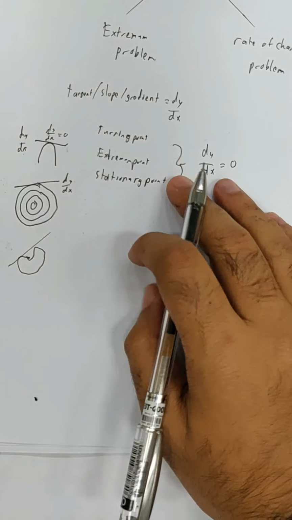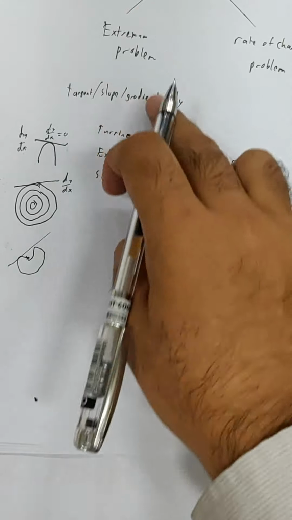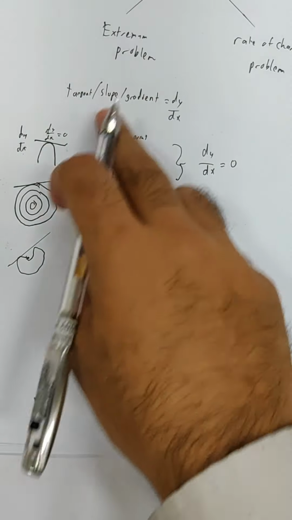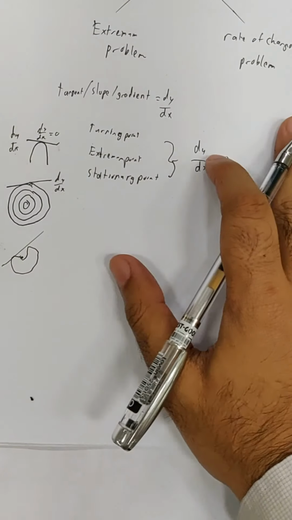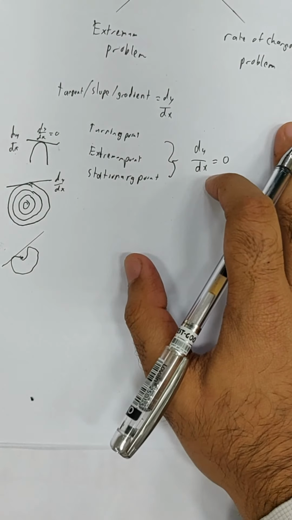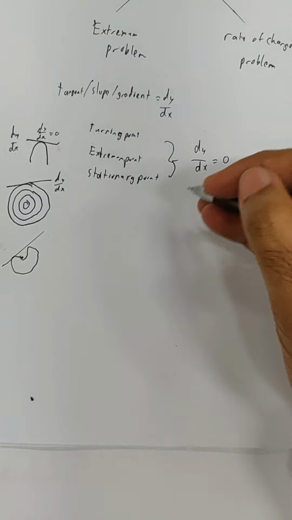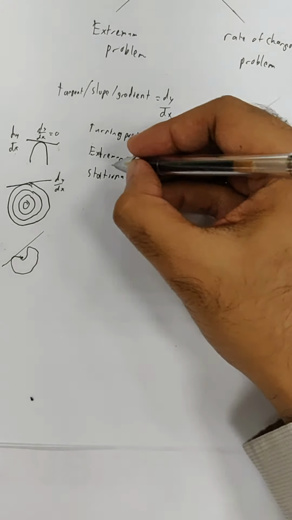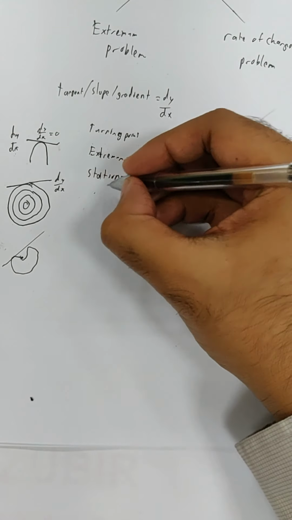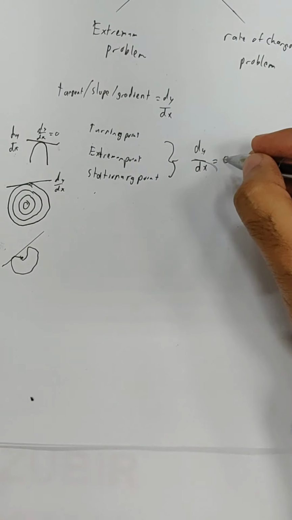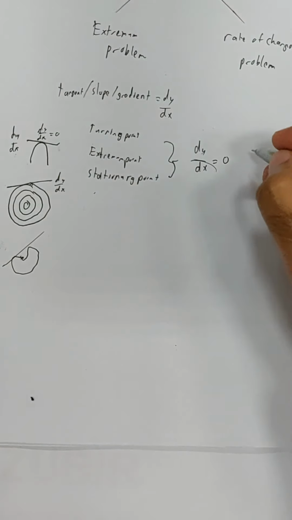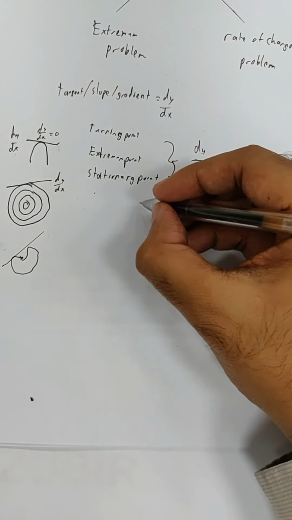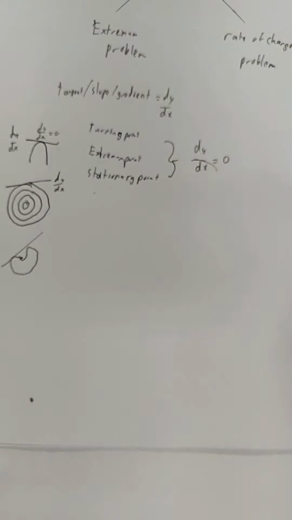Okay, let's go on. For the extremum problem, you need to recognize this thing, and then you need to calculate a few things. I missed one more word. It's a critical point. This point here, this is the turning point, everything. What we are trying to find is the critical point.